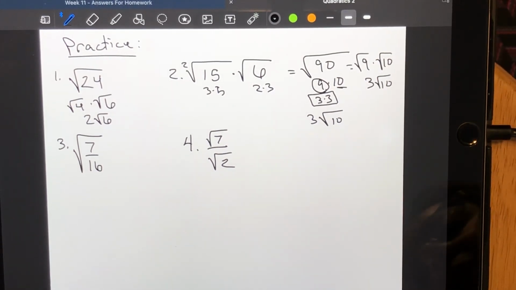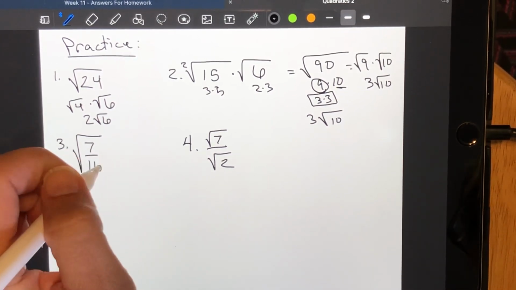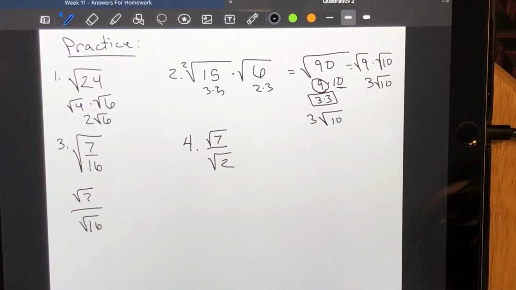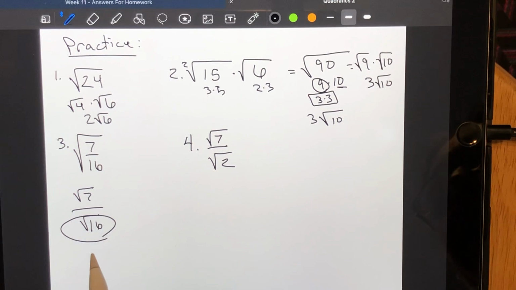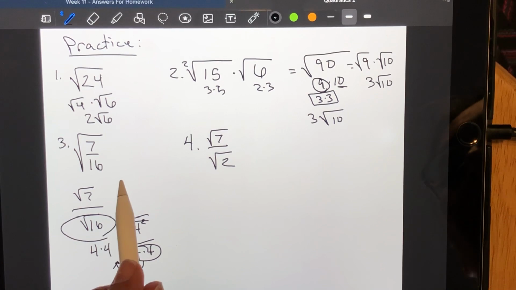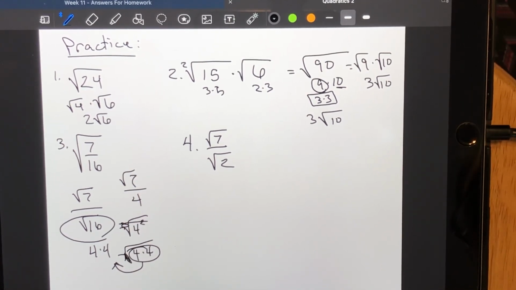So for number 3, we have square root of 7 over 16. Whenever I break it apart, I get square root of 7 on the top and square root of 16 on the bottom. This is super convenient because 16 is 4 times 4. It's a perfect square. So I have the square root of 4 squared. So my root and my exponent match. I could also say the square root of 4 times 4. I need 2. I have 2. They escape as a 4. So either way, I have square root of 7 on top and I have 4 on the bottom.